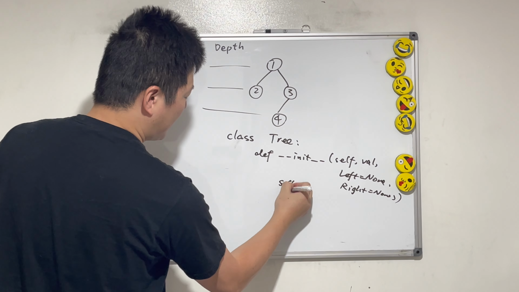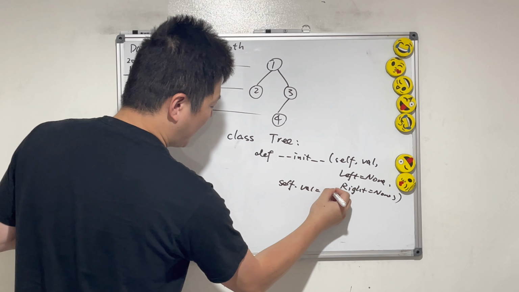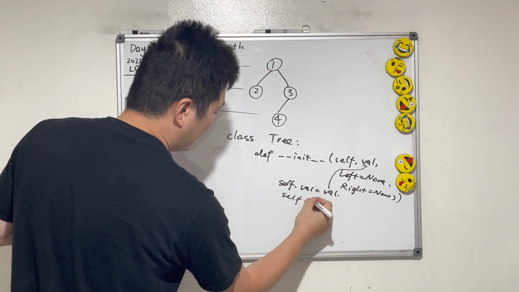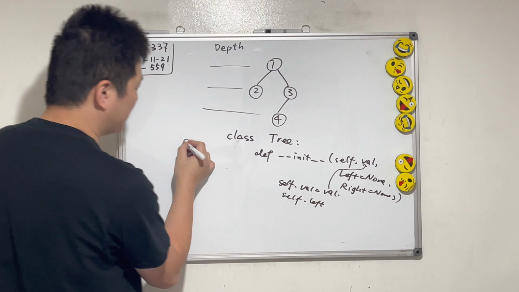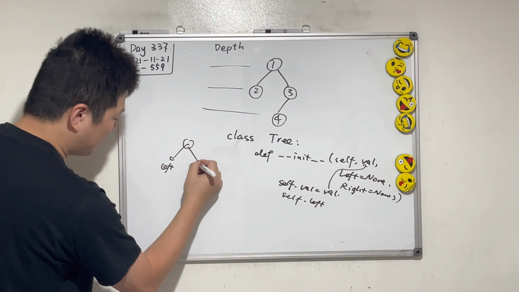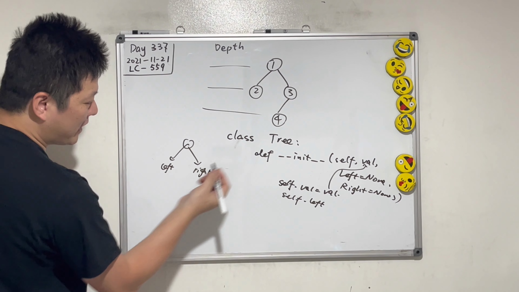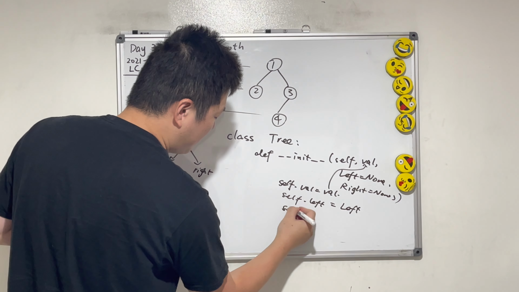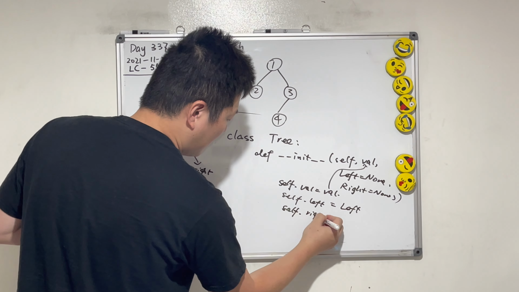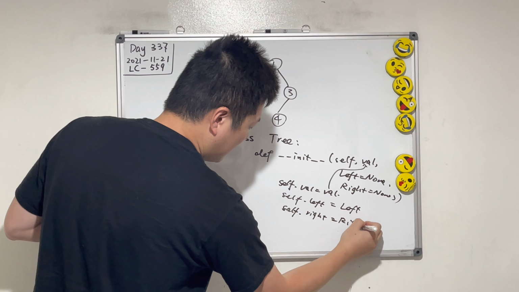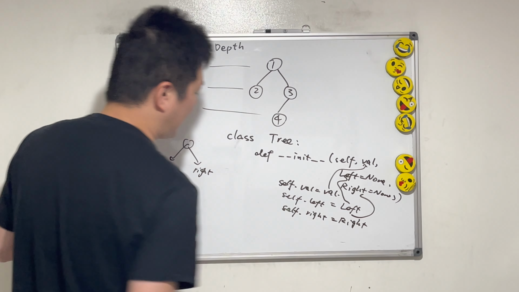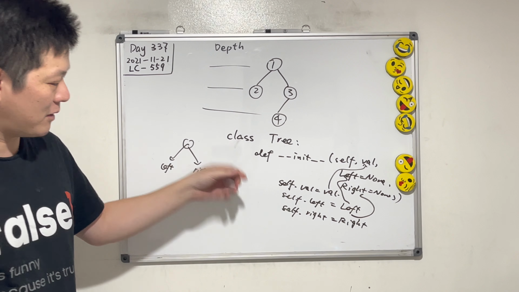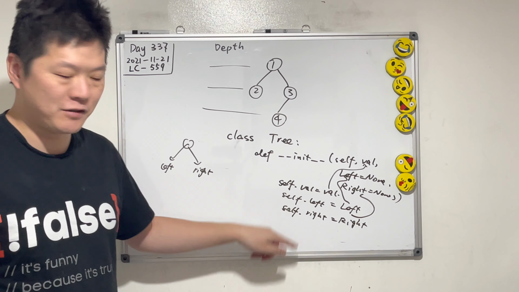Okay, and then we can say self dot value equals value. So this is value here, and self dot left, where the left node points to. It points to a left, and it points to a right, and it could be none at the beginning. So self dot left equals left, and then self dot right equals right. Okay, so that is the object. That's the class tree, object-oriented programming. We talked about that. It has 3 properties: value, left, and right.